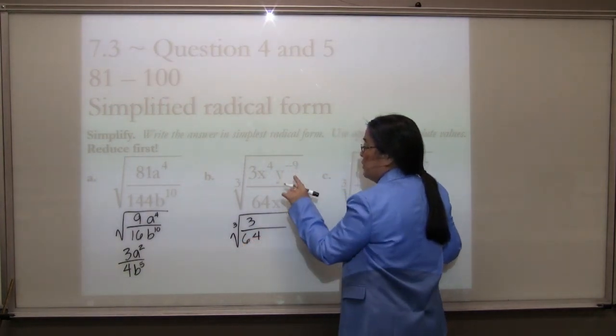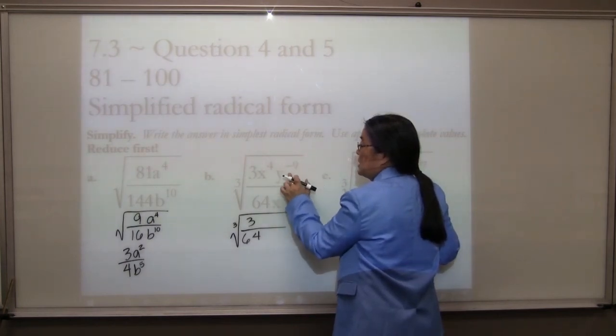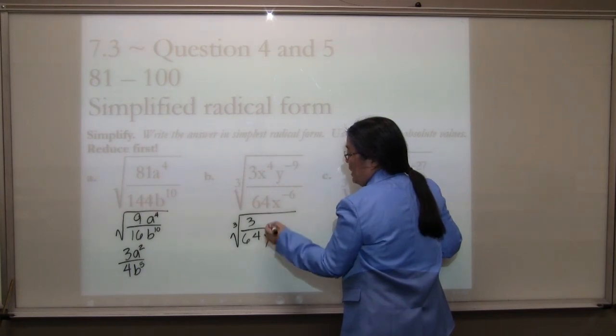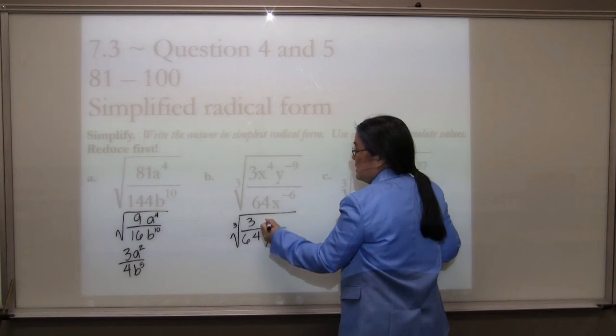These have negative exponents. Remember from Chapter 1, Section 5, the negative exponent says it's going to go to the other side of the vinculum. From the top to the bottom, it was negative, and now it is a positive 9. This was on the bottom, it goes to the top. It was a negative 6, it's now a positive 6.